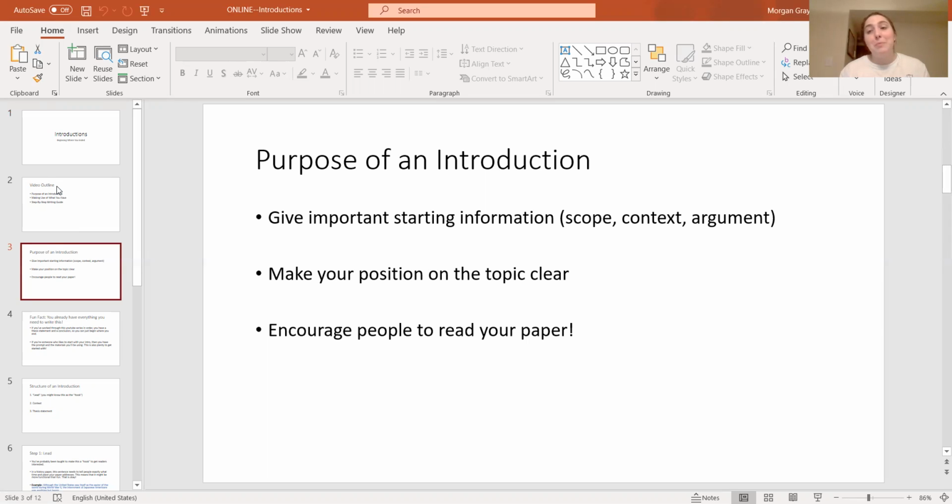Very important that you make your position on the topic clear in this introduction. There should be very few surprises for your reader as they work through the rest of your paper. Obviously, though, you want people to want to read your paper. And part of how you do that is by giving them all the information they need to know, to think that what you're about to say is actually quite fascinating, or at least worth reading to learn something.